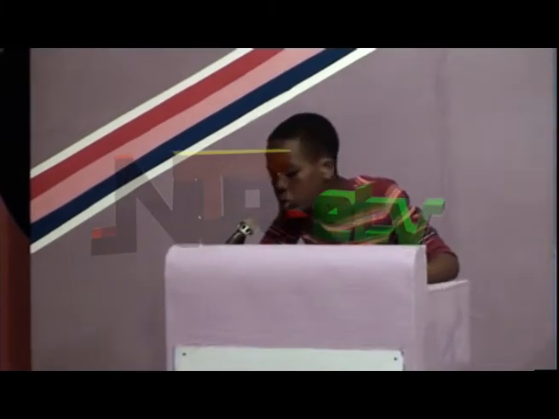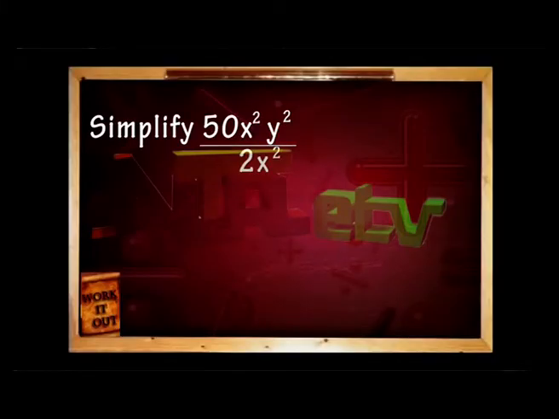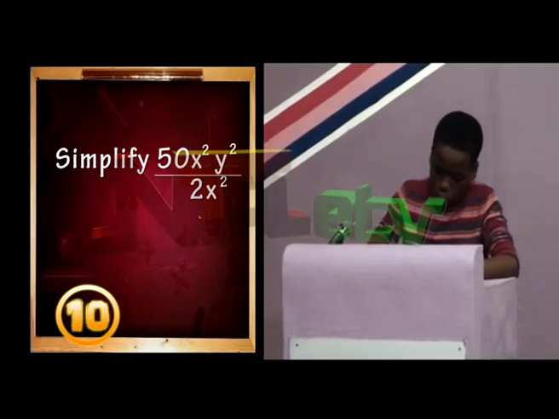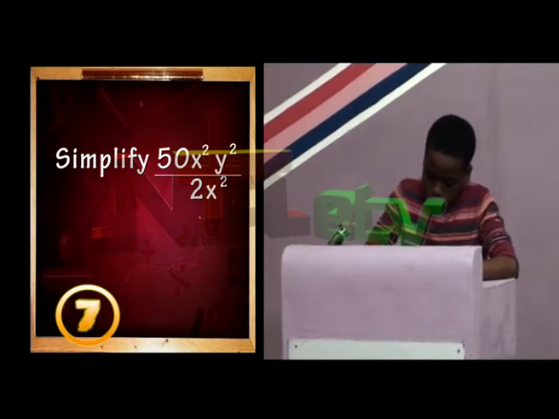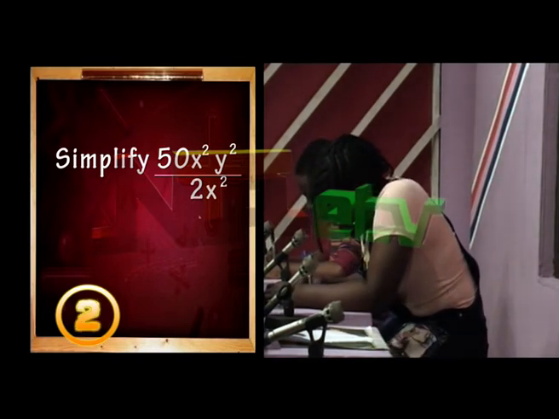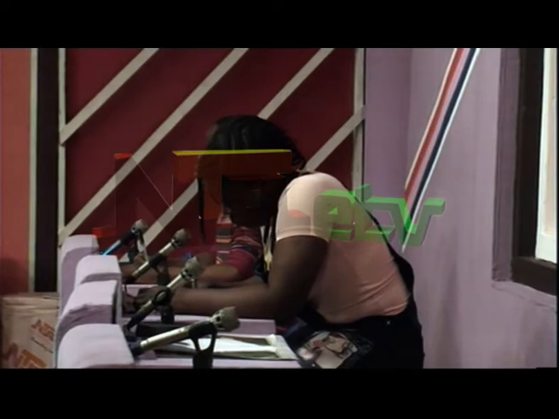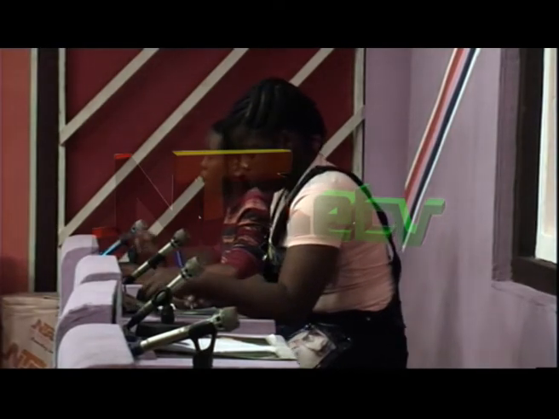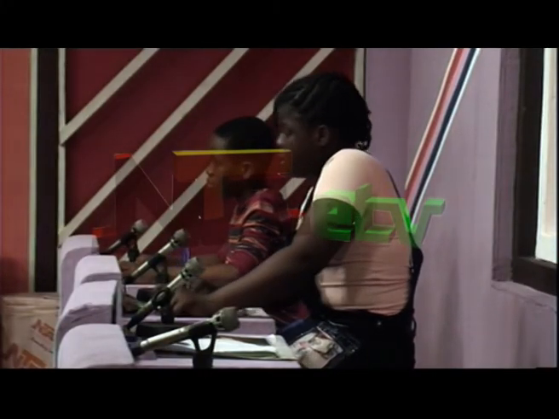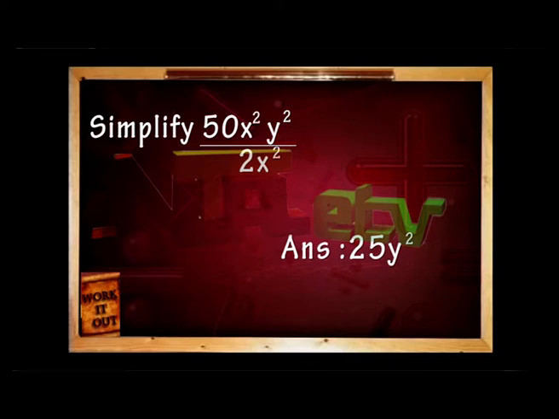Contestant A. Number 1. Simplify 50x squared y squared all over 2x squared. That's 50x squared. No, it's 50y squared. No, that's not correct, and you've missed it. Your time is up now. Yes, B. 25y squared is correct. That's a bonus point to contestant B.